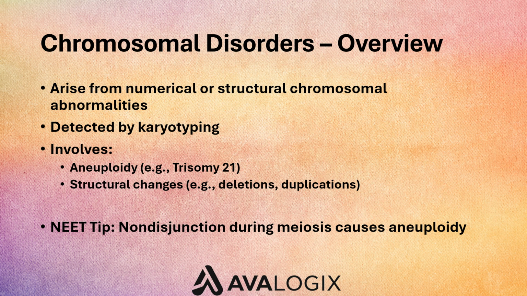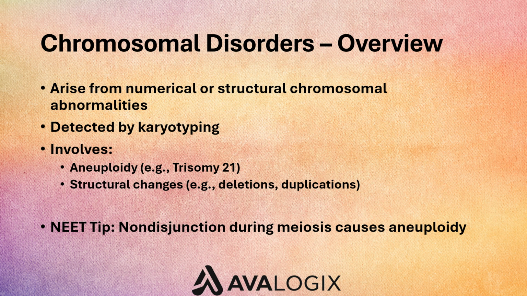Because entire chromosomes are involved, the effects are usually multisystemic and severe. Most chromosomal abnormalities are incompatible with life, and those that are viable typically lead to developmental delays, facial dysmorphisms, and organ malformations. Some of the most well-known chromosomal disorders include Down syndrome, trisomy 21, Turner syndrome, monosomy X, Klinefelter syndrome, XXY, and Patau and Edwards syndromes, trisomies 13 and 18.